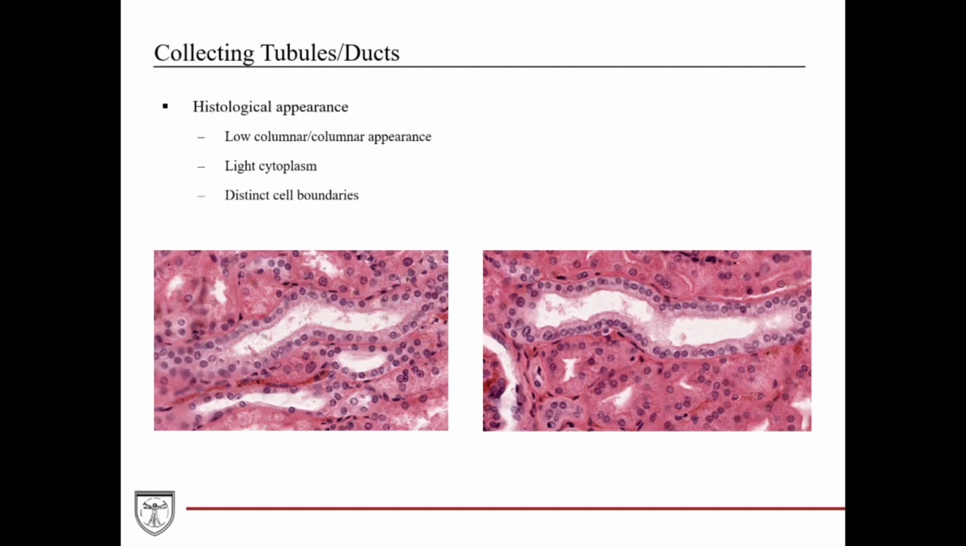So as far as the histological appearance, they have a low columnar or columnar appearance. You can see that here. This is a great section of it right here. So we'll circle here for you. And you can see how they're a little bit taller here. They have a very light cytoplasm, and you can really appreciate that here if you compare to surrounding tubules. And they have also distinct cell boundaries. You can see that here. Notice these lines like this. And so that's another characteristic that can help you identify these on a section. So this again right here is a collecting duct as well.